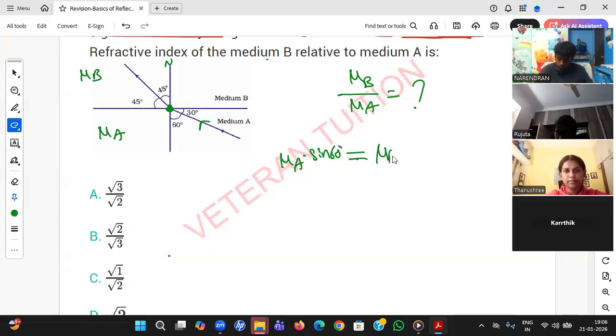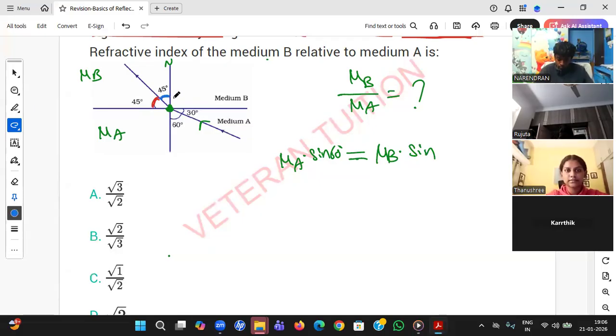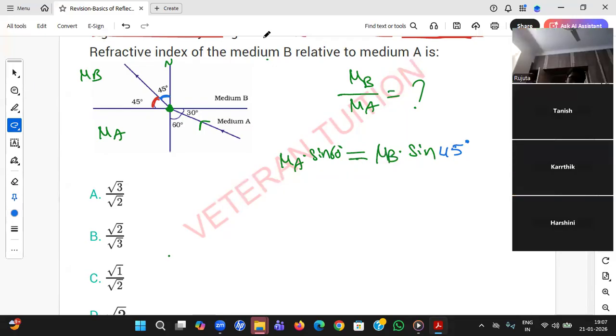Mu of B into sine 45. Okay, now I'm again asking, red I am taking, blue I am taking. Which angle did you take? Which 45 did you take? Red. Why red? Reflected ray, refracted ray, and normal. Always the reference is my normal. This is normal, right? See, this one you need to take 45. Understood, Tanushri? Yes. Yes, Karthik says, student.